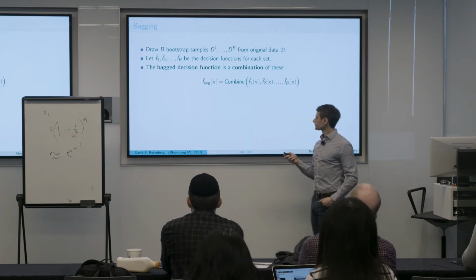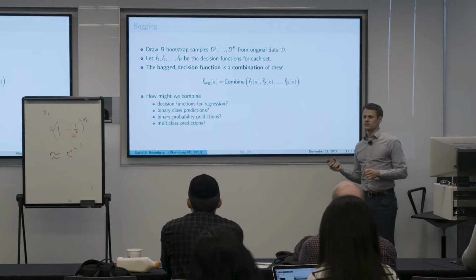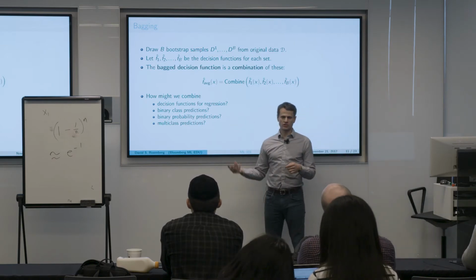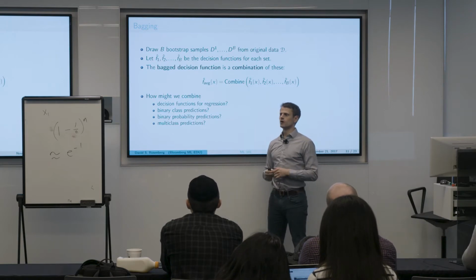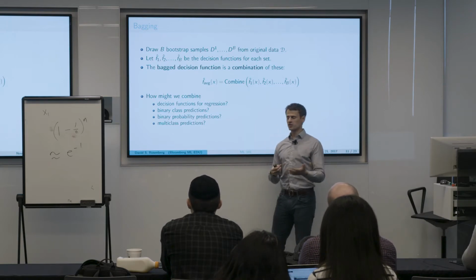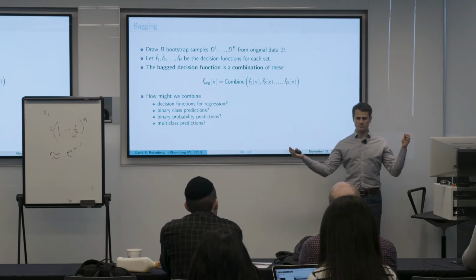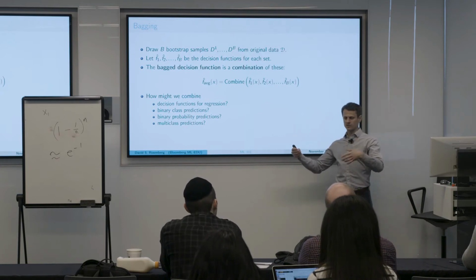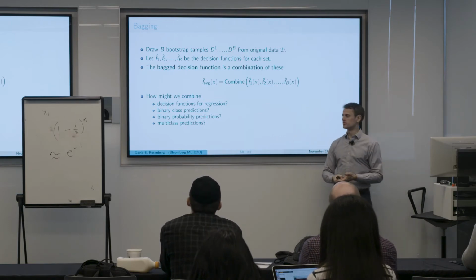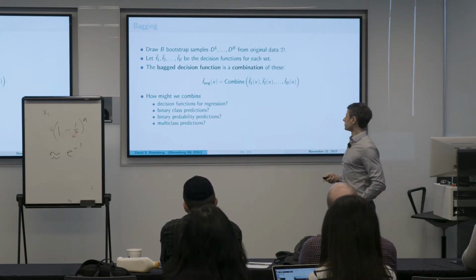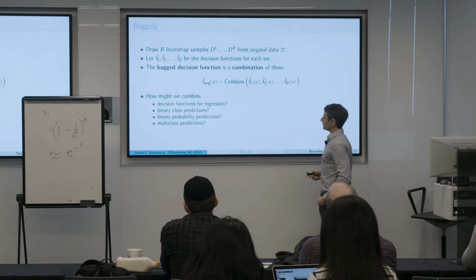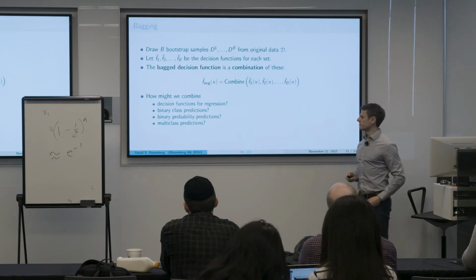How do you combine? For binary class predictions, you could do voting, like majority vote. If you had soft classifications, you could average the probability distributions. There are different kinds of straightforward ways to combine prediction functions. And this is the idea of bagging.